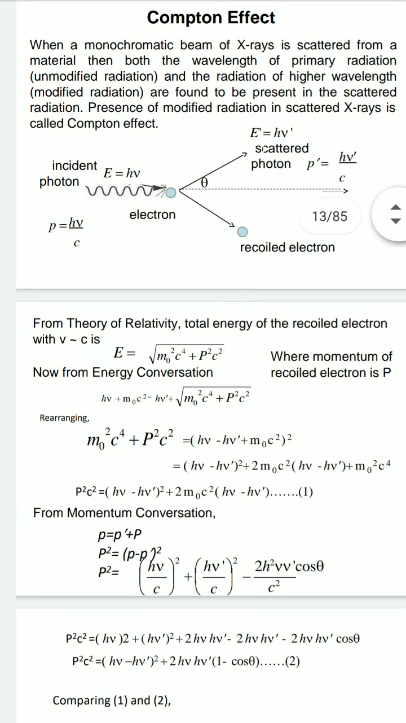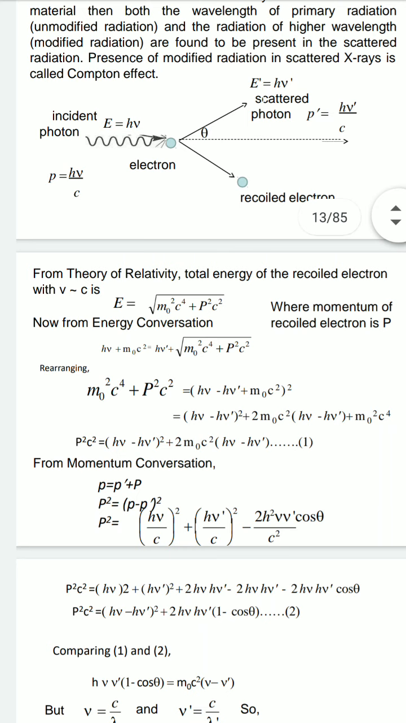So let us take first, from the theory of relativity, the total energy of the recoiled electron, which by relativistic theory we can write as the root of m0 square c raised to 4 plus P square c square. What is P there? Capital P is the momentum of the recoiled electron. So P square c square gives the kinetic energy term, and m0 square c raised to 4 gives the rest mass energy term.